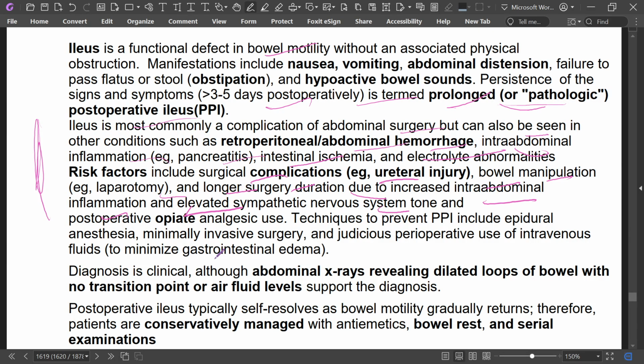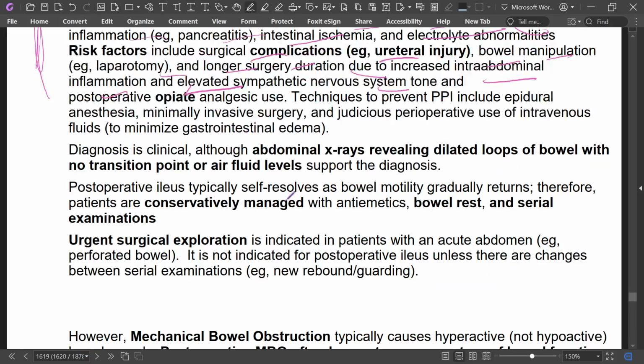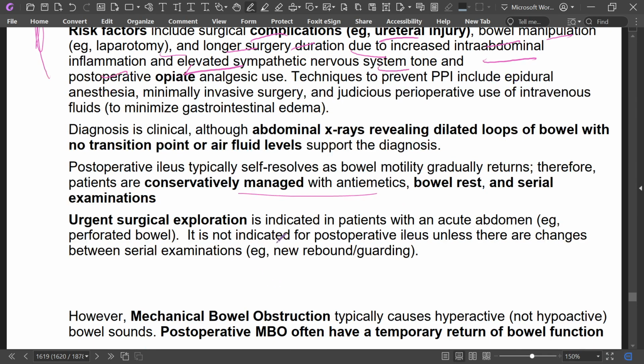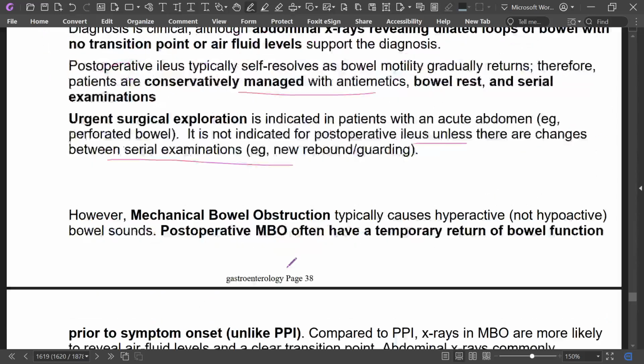Diagnosis is clinical, although abdominal X-rays reveal dilated loops of bowel with no transition point. Postoperative ileus typically self-resolves as bowel motility gradually returns, and therefore is conservatively managed with antiemetics and bowel rest. Urgent surgical exploration is indicated in patients with acute abdomen. It is not indicated for postoperative ileus unless there are changes between serial examinations.